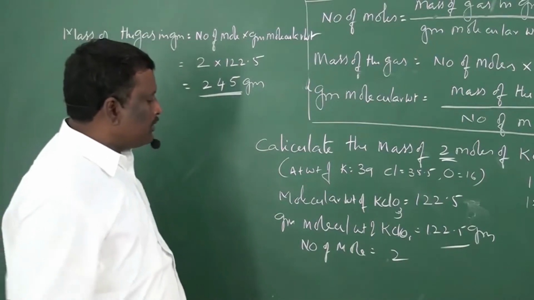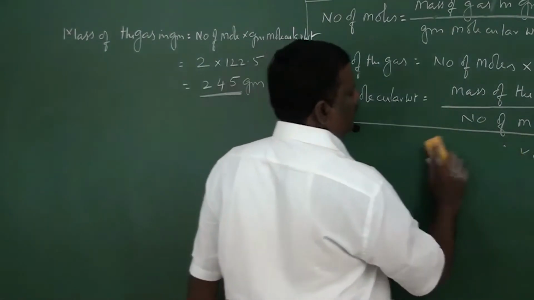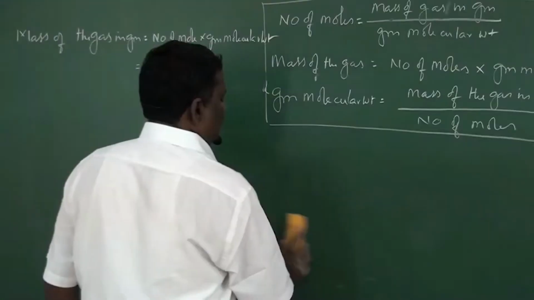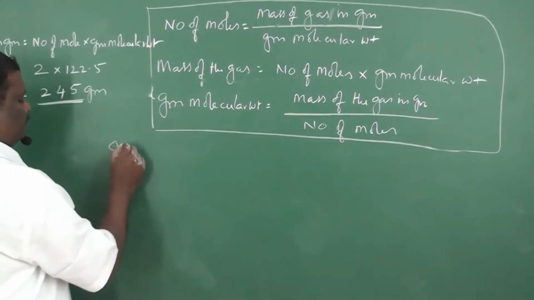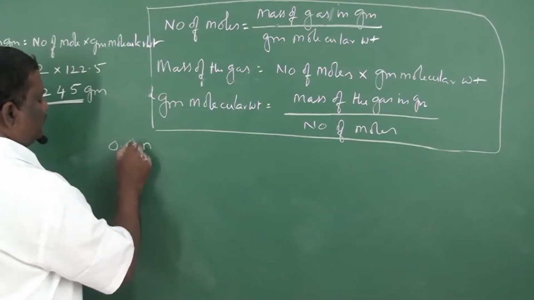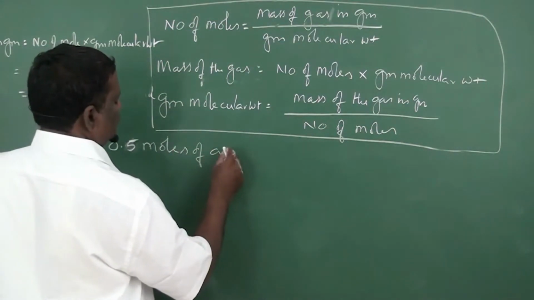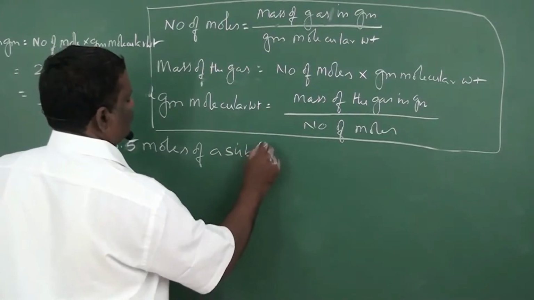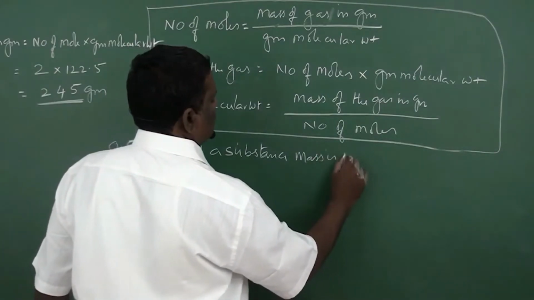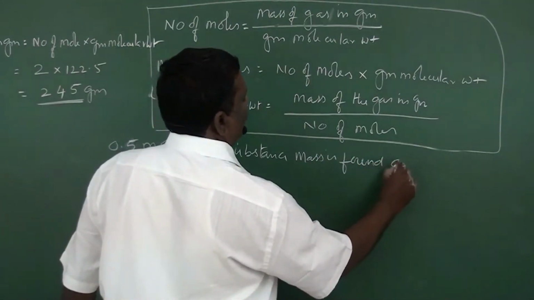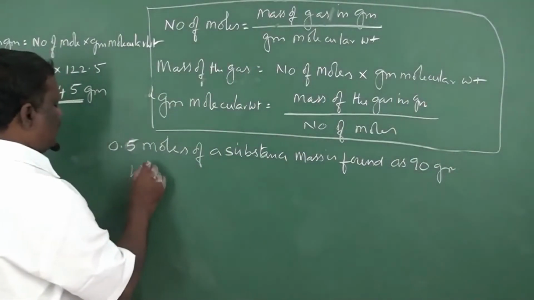Now, sometimes they may ask us the molecular weight by giving the number of moles and its weight. So, 0.5 moles of a substance, mass is found as 90 grams. What is its molecular weight?